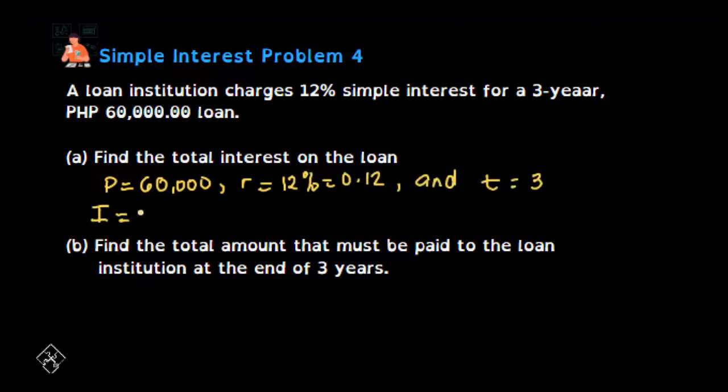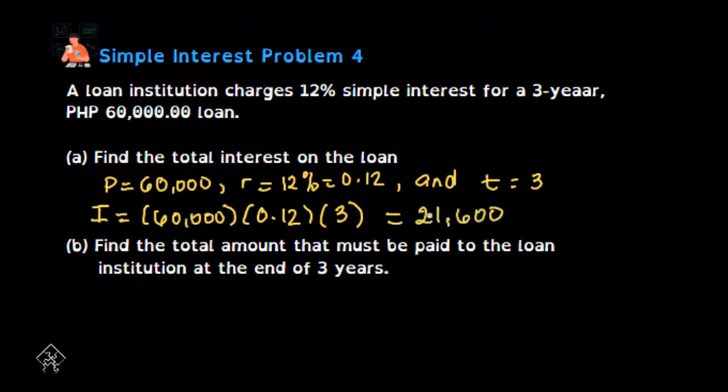We have PRT. P is 60,000 times 0.12, then times 3. Okay? So, calculate this one, 60,000 times 0.12 times 3. That is going to be 21,600 pesos. Okay, that is the interest. Therefore, the interest for 3 years is 21,600 pesos.